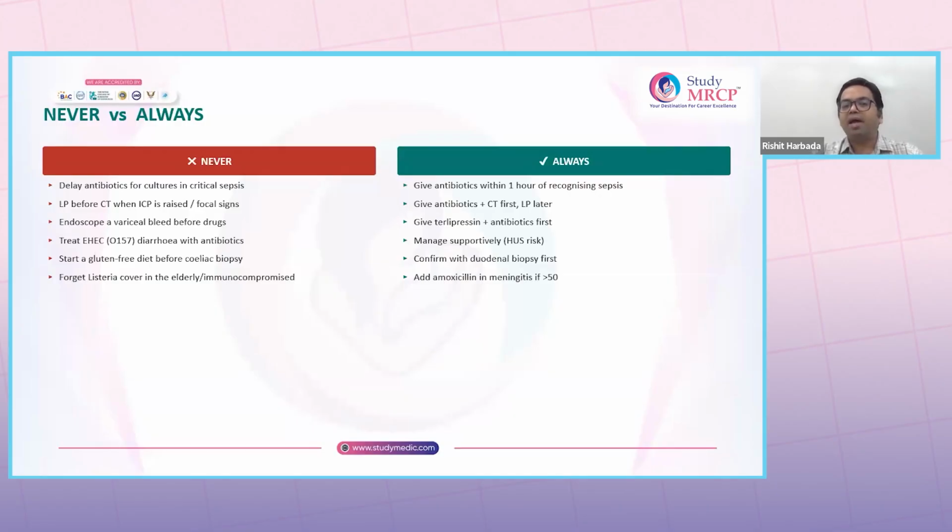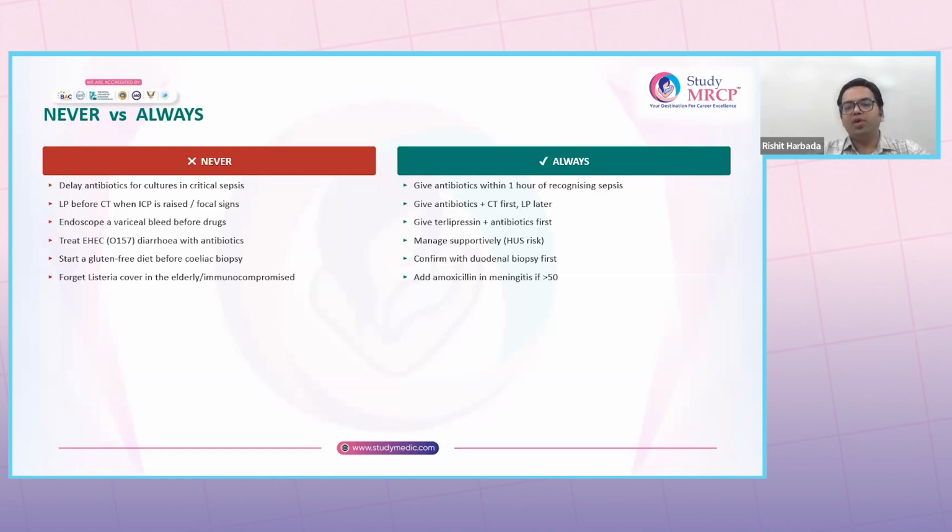E. coli diarrhea, do not treat with antibiotics. Never start a gluten-free diet in celiac disease before the celiac biopsy. And never forget Listeria in elderly or immunocompromised patients with meningitis, and you treat it with amoxicillin. So these are all the nevers you should have.